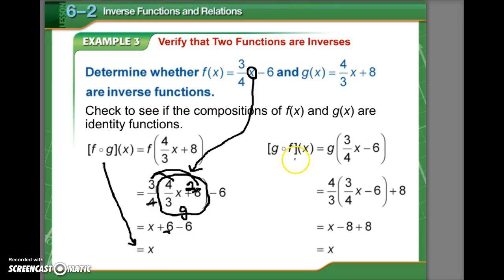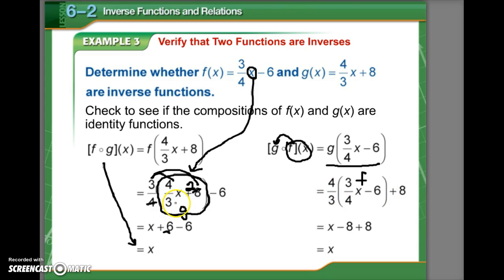Then for g composition f, we're going to take the f function, this stuff, and throw it into the g function. That's what we see over here. This is our f function, and we're plugging it into the g function. So g is 4/3 x plus 8, and all of this stuff right here, you're replacing the x with the entire f function.